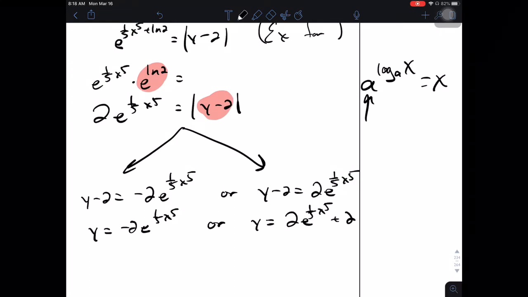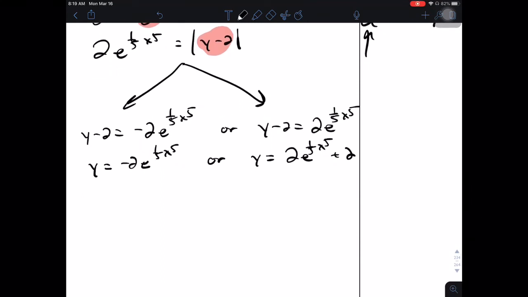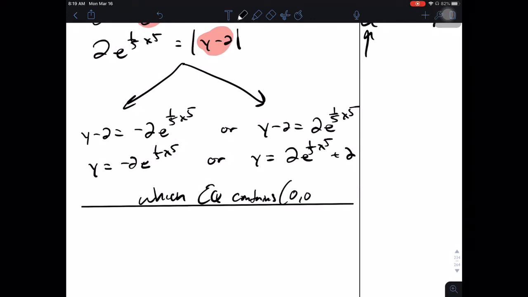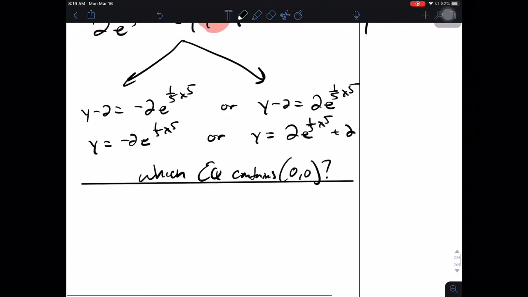That's why. So then the question we got to ask ourselves yet again, which equation contains the ordered pair that we were given, 0, 0? Well, let's try to figure this out. If we put it into this first one, we end up with 0 is negative 2.